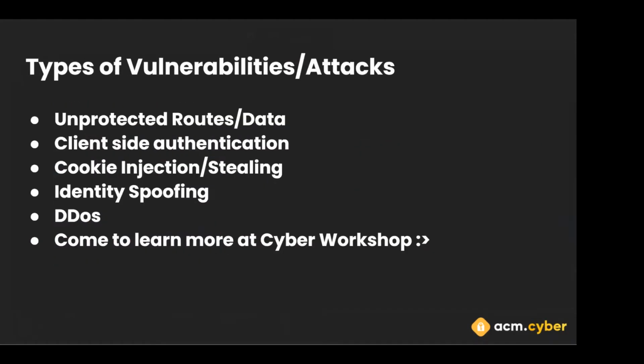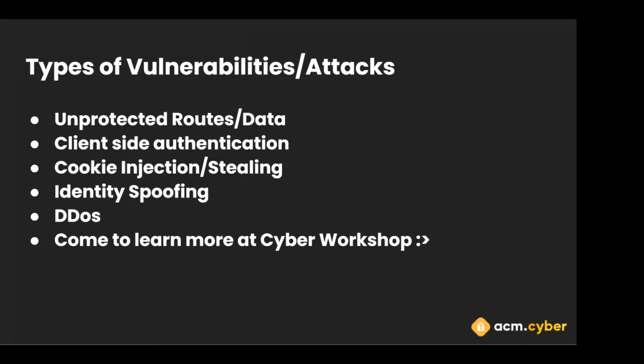Okay, so now that I've covered the structure of the web, I'll be briefly covering the different types of attacks and vulnerabilities that we'll be showing you throughout this entire quarter's workshop. First of all, unprotected routes and data. Maybe there's some content that you have left out on your website, or maybe there are some routes you don't want visited. These can prove to be vulnerabilities.